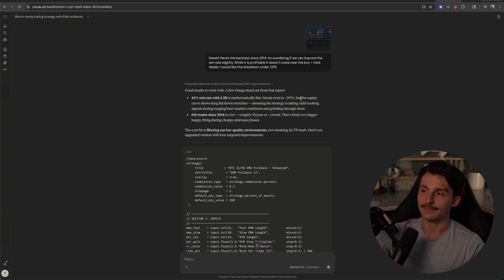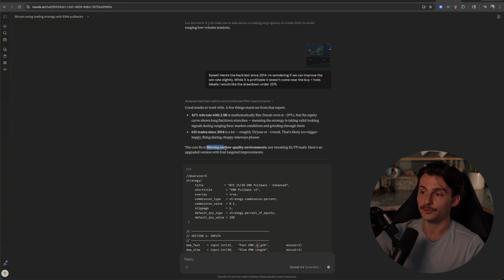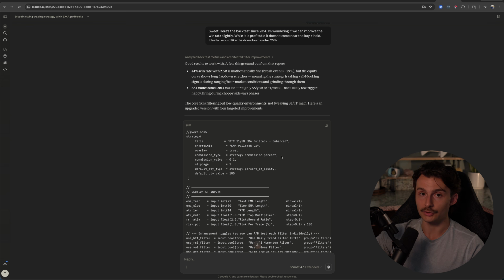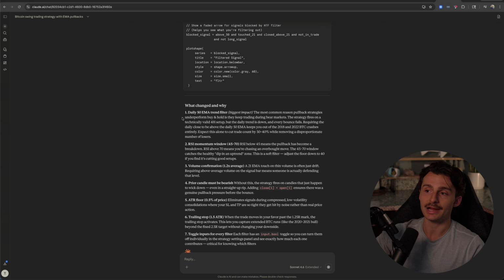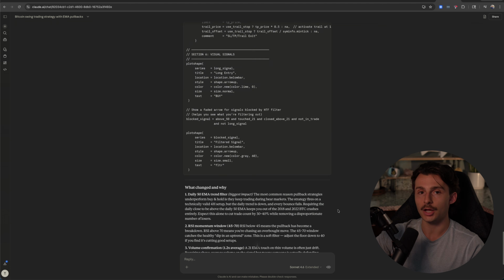It's funny, it took the words out of my mouth because I sent in the equity curve. It shows those long flat stretches. So now it's going to see if it can fix that by filtering out low quality environments and tweaking the stop loss and take profit math. And now we have an upgraded version of the strategy. It'll give you some details as to what changed and why. I'd highly recommend you dive deep into all of these and think about the logic behind them.